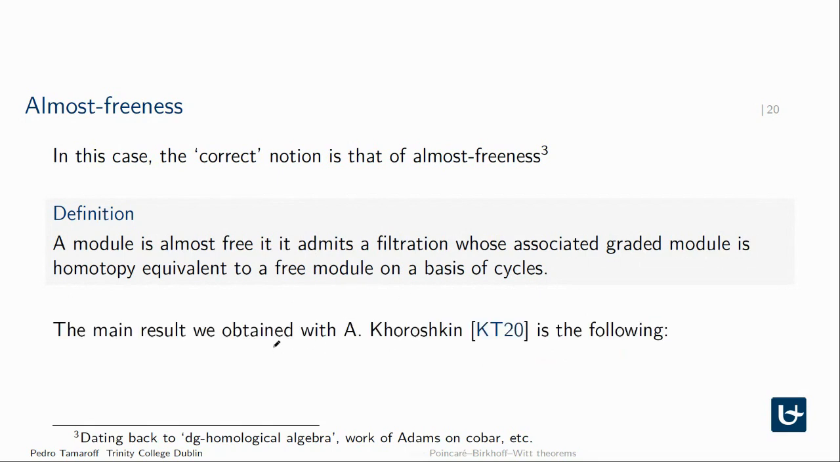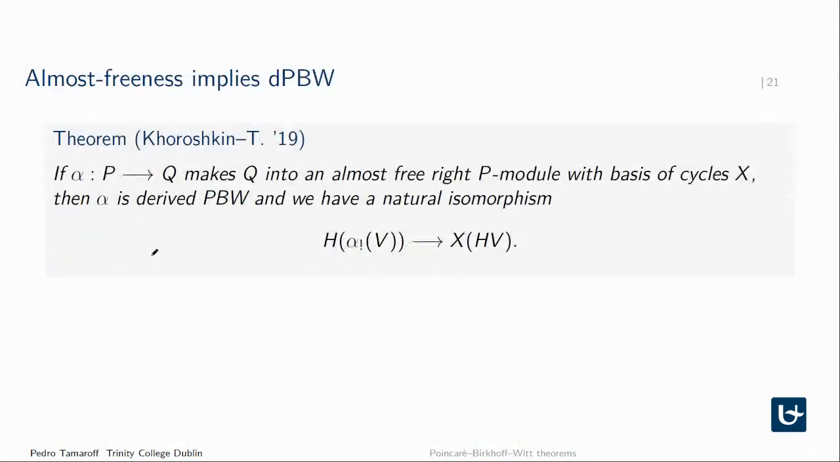And with this new definition, again, this is not a definition that we gave, this is something that exists in the literature, we obtained a result that has the same flavor as the classical PBW theorem. We managed to prove that if Q is almost free as a right P module with some basis of cycles, and I want to stress cycles here, then alpha satisfies this derived PBW condition, and actually I can compute the homology of this as a functor on the homology of the original object.